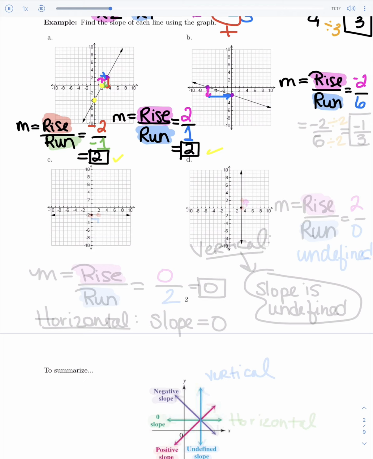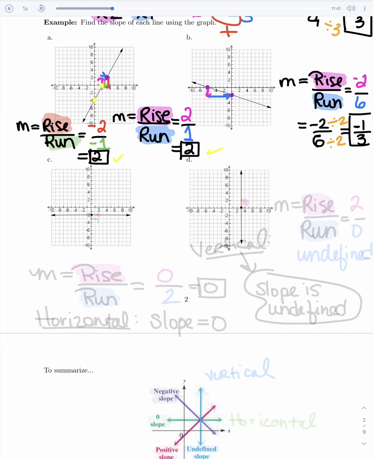Notice I'm getting a fraction for my slope. I'm getting -2/6, which does reduce. So I've got -2/6 for my slope. That does reduce because both are divisible by 2. So let's reduce it, and that will get us a final answer for our slope of -1/3.